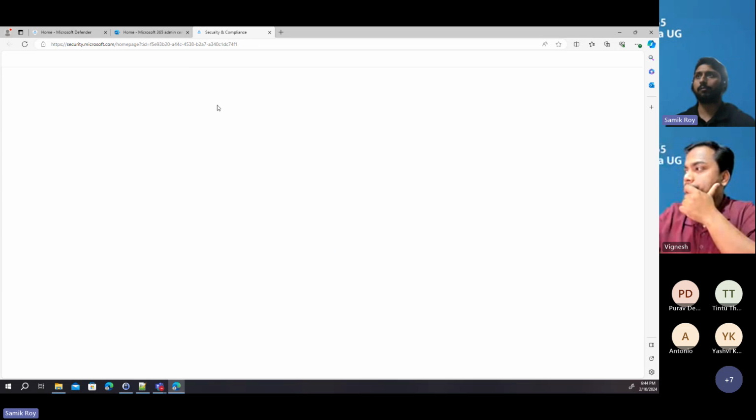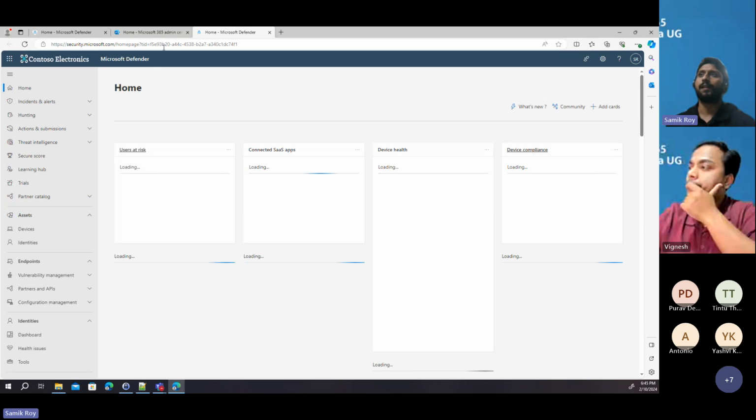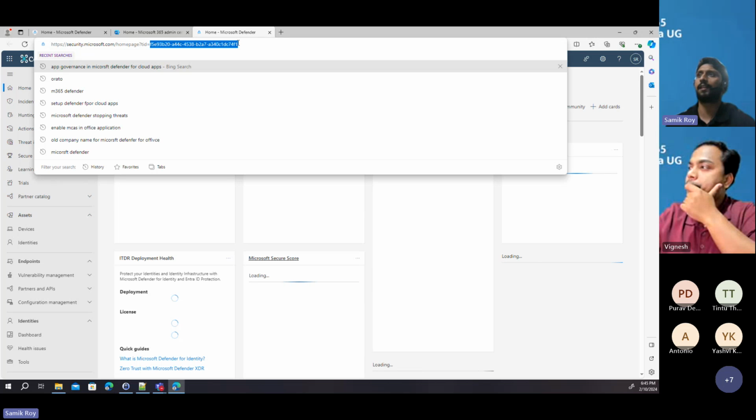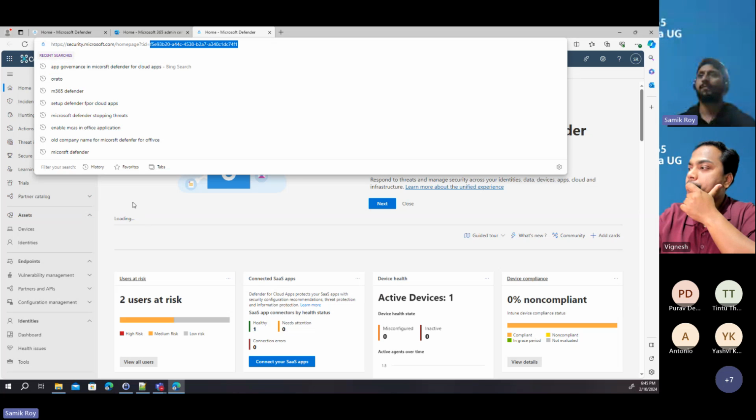But there's also another way to look at this. For example, there will be people who will be using Defender for multiple customers, right? In that case, it'll be really handy to keep this URL security.microsoft.com with you. And in case you change customer, all you need to do is change the tenant ID in the URL, to get a quick switch across customers.